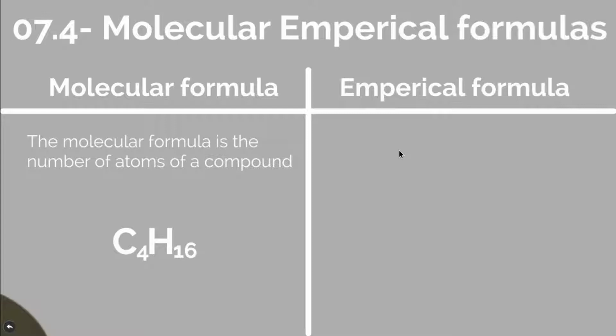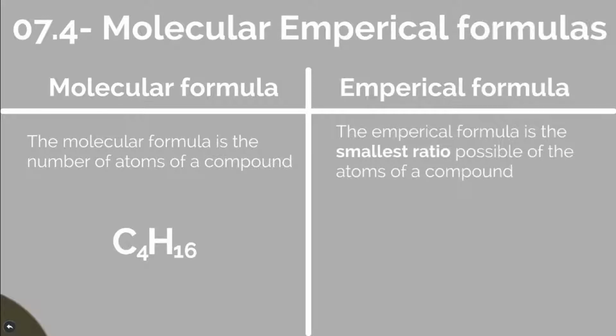Now the empirical formula is a little bit different from that, in that it's not a real compound, but it's really just the smallest ratio of numbers that are possible for all of the atoms of a compound. So if we were to take this molecular formula of C4H16 and make an empirical formula out of that, we would need to take our numbers and in a way factor them. So 4 and 16 are both even numbers, so you could divide by 2, or you might realize that 4 and 16 are both multiples of 4. So we just take each of these numbers and divide them by 4. We get the new formula of CH4, meaning that there's 1 carbon for every 4 hydrogens. And this is what we call the empirical formula.